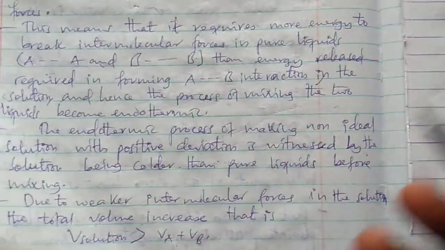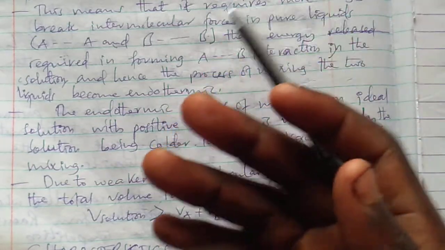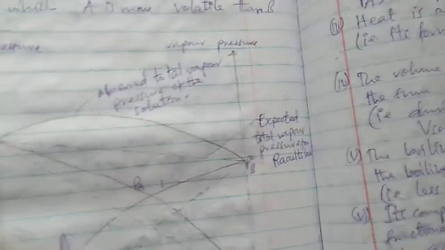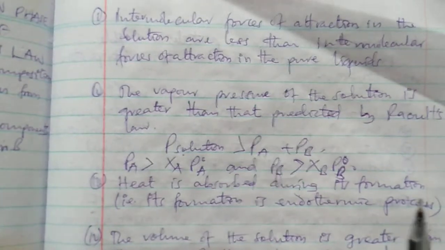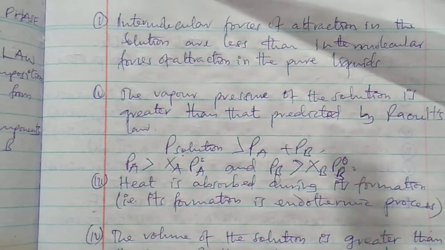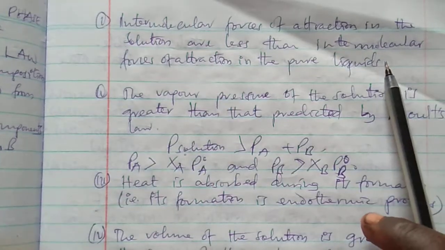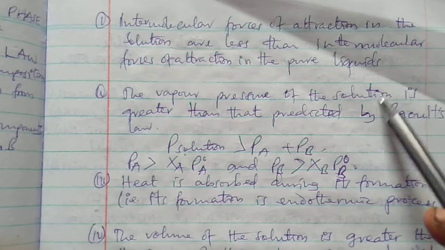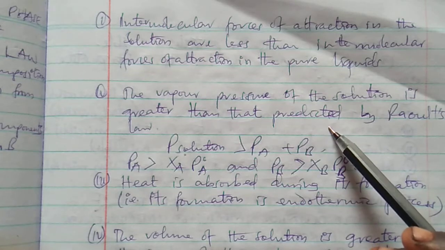Now let's move to the characteristics of non-ideal solution of positive deviation. Baadhi ndio hizo: it is the formation, this is endothermic, volume of solution is greater, intermolecular force of attraction in the solution, they are weaker. Kwa hiyo kama mnafikiri tunaanza kudiscuss new things, tunadiscuss vile vile ambavyo tumetokea navyo huko mwanzoni. Kama umeelewa hapo, tunakwenda pamoja. So the first characteristic of this non-ideal solution: intermolecular force of attraction in the solution, they are less than the intermolecular force of attraction in the pure liquids. Hiyo ni ya kwanza ambayo tumeshaieleza kule mwanzoni.